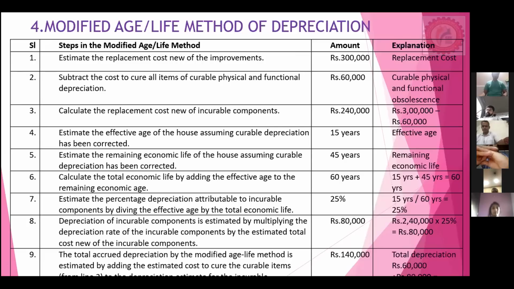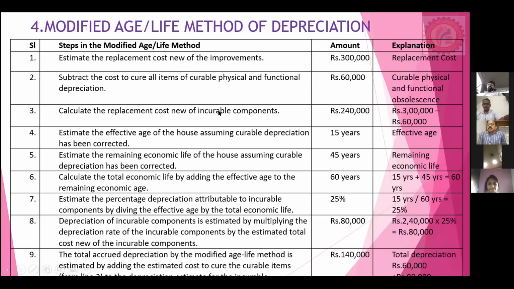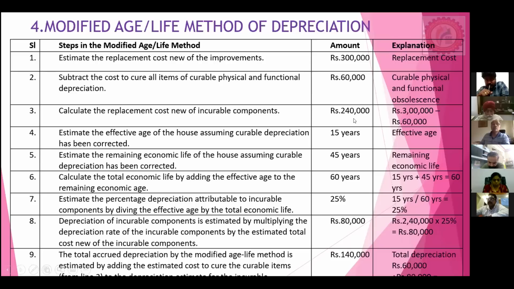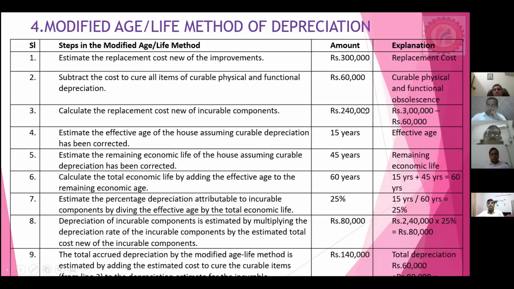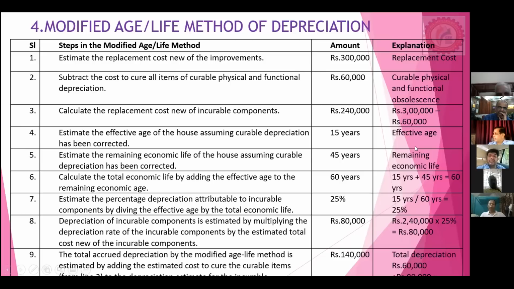So that is why these arithmetical calculations you have to apply wisely. Now, once again I will repeat, I have deducted the curable items and separated the incurable components. So that is 2,40,000: 3 lakhs minus 60,000. In the last column, I have given the explanation also, so that you can read it. Otherwise, you can try by using the calculator or pen.